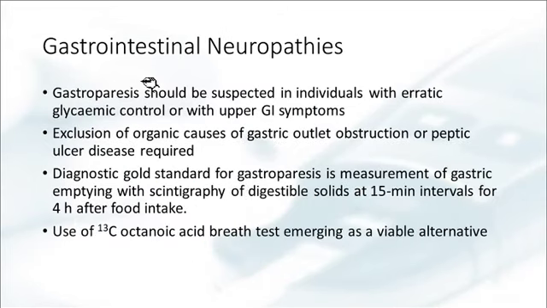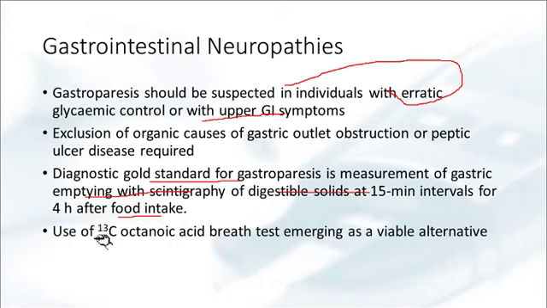Gastroparesis should be suspected in individuals with erratic glycemic control and upper GI symptoms, and you need to exclude causes of gastric outlet obstruction or peptic ulcer disease. Right? And the diagnostic gold standard for gastroparesis is the measurement of gastric emptying with scintigraphy of digestible solids at 15-minute intervals for at least 4 hours. And you can, of course, use the carbon-13 octanoic acid breath test instead.